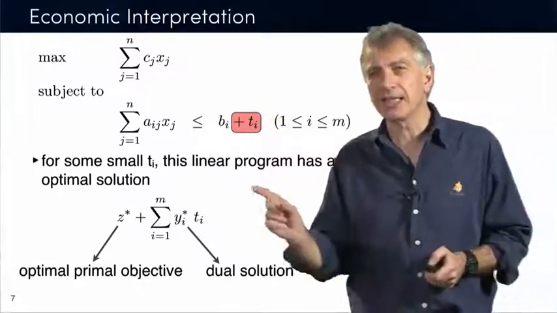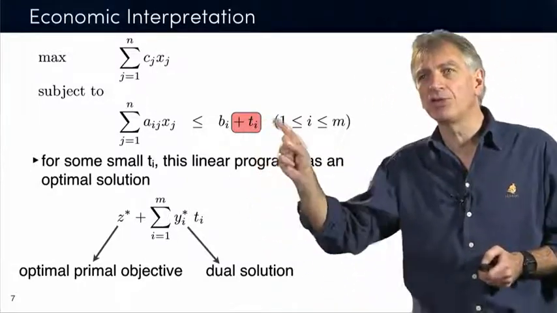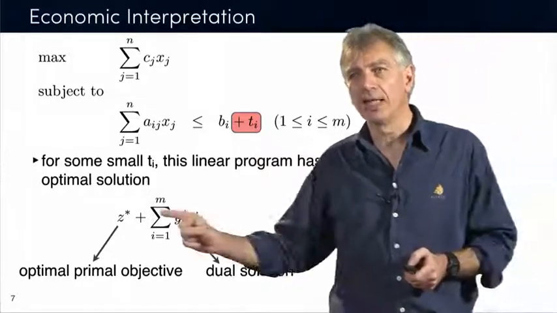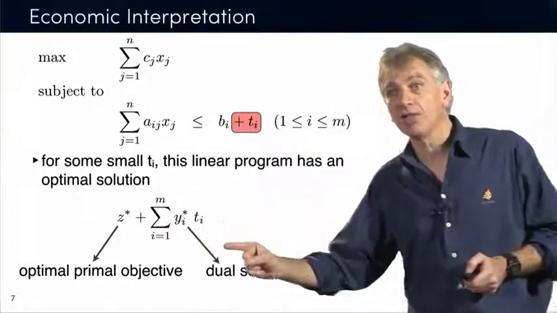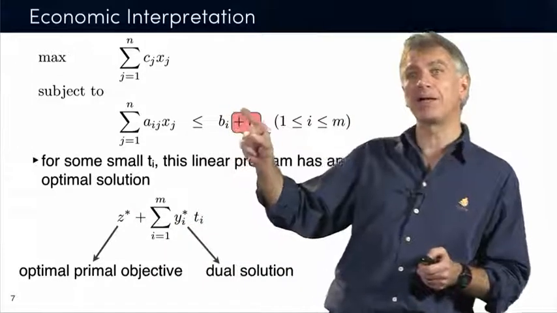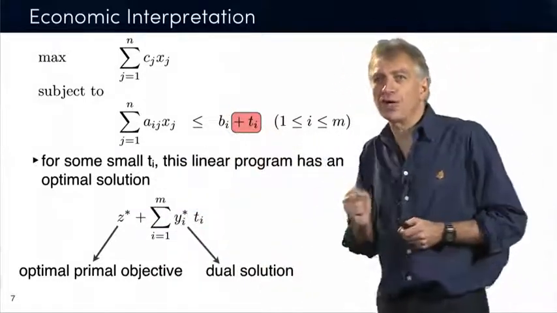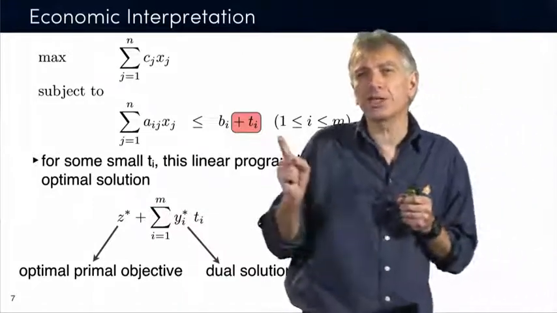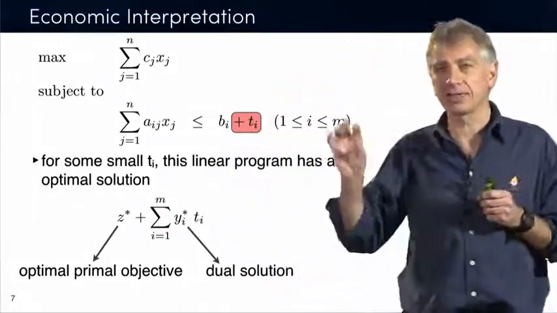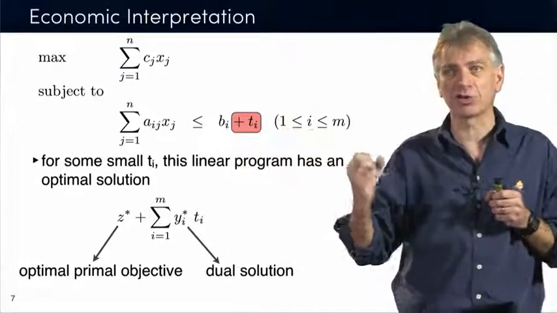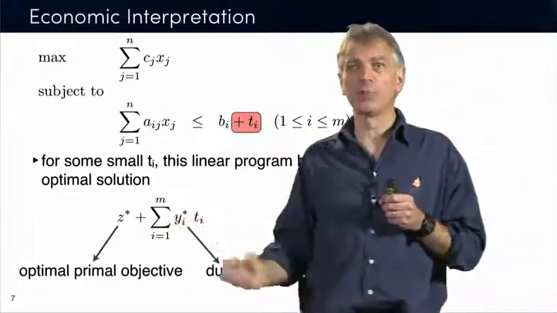So which basically means that if I increase the capacity of these various constraints on the capacity, I can increase the value of the objective function by multiplying this increase by the value of the dual variables. So the dual variable is in a sense telling you how much increasing that particular capacity, relaxing that particular constraint, is bringing to the objective function.